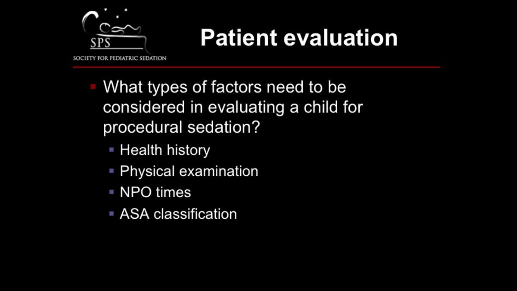Now let's move on to evaluation of the patient. We need to consider a number of different factors about the child during our evaluation, including their underlying health history, relevant findings on physical examination, their NPO status, and their American Society of Anesthesiologists physical status score. We will look at each of these categories in more detail in the next several slides.